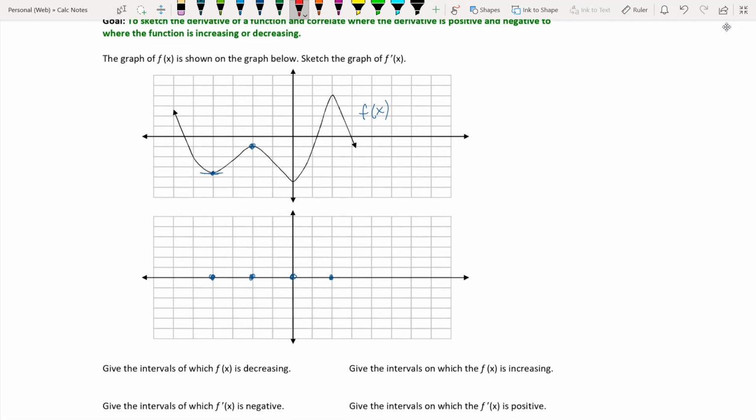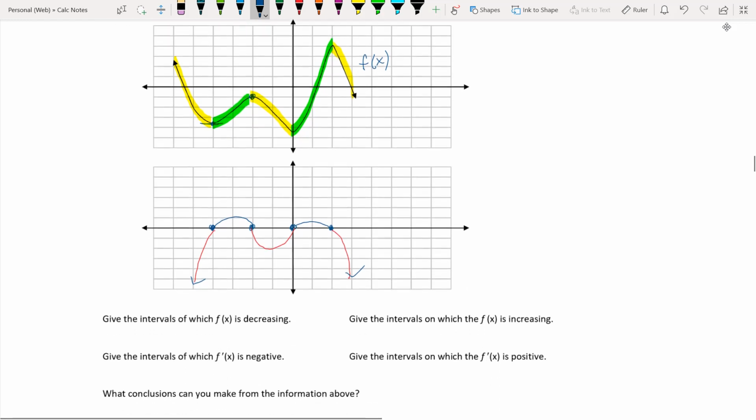Now, what's happening here is, because my function is decreasing here, and decreasing here, and decreasing here, my derivative should be negative in those areas. Negative, decreasing, negative, decreasing, negative. And then in the areas where my function is increasing, my derivative should be positive. So positive and positive. There's a bunch of different graphs that would work for this. This is just one example of what this would look like.